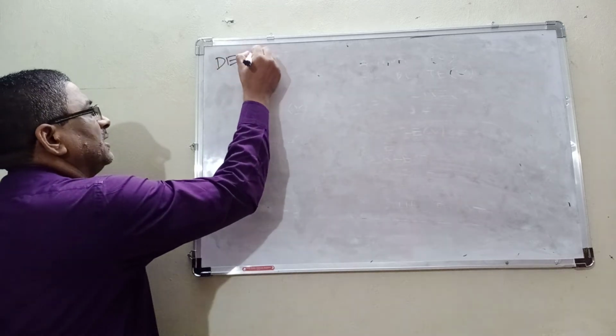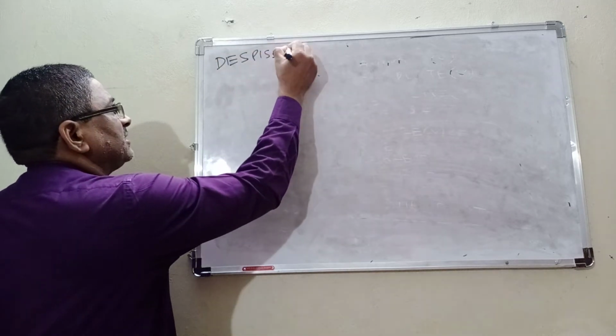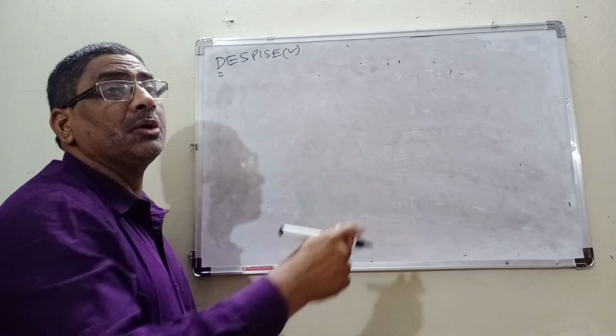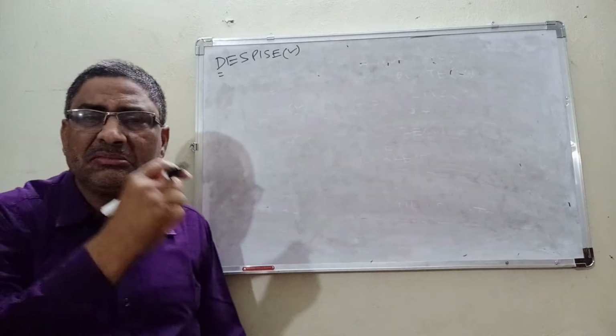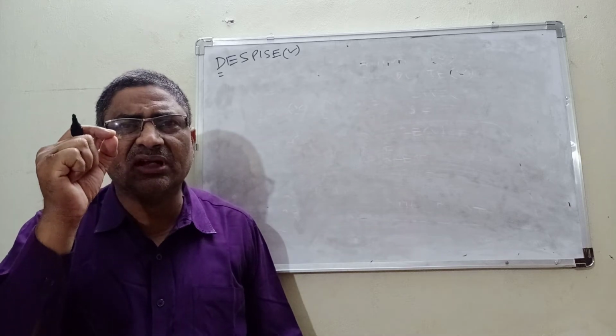Next word, D-E-S-P-I-S-E, despise: scold or blame, despicable. Clear? Despise means insult or shame. The Barron's list consists of excellent words for this.